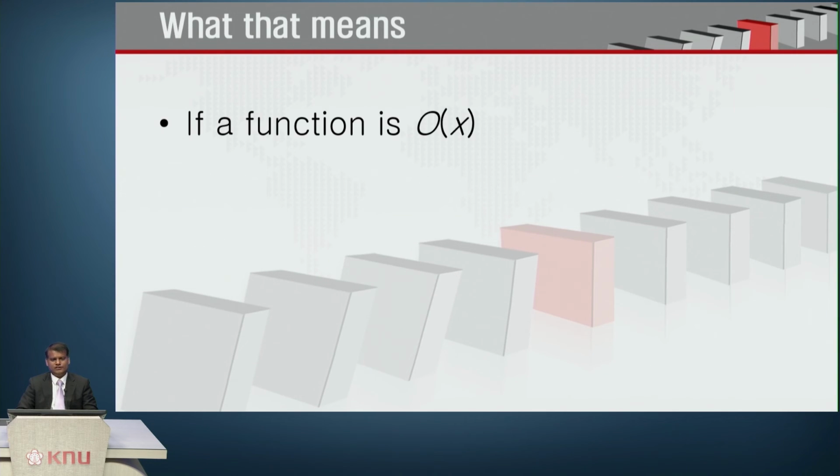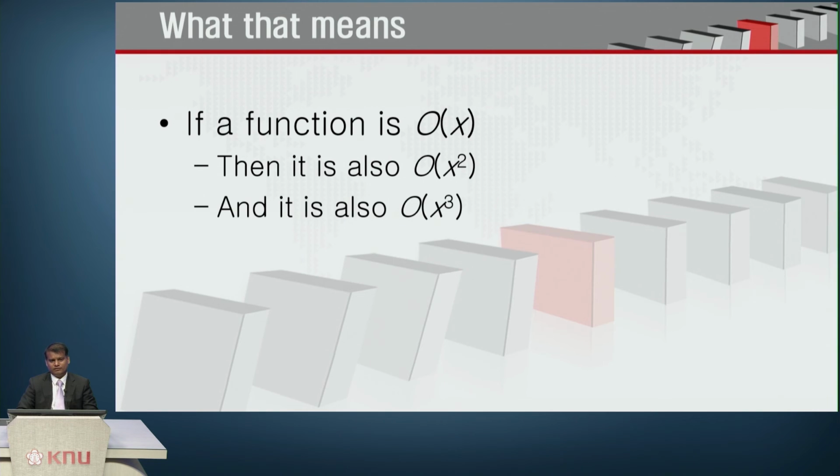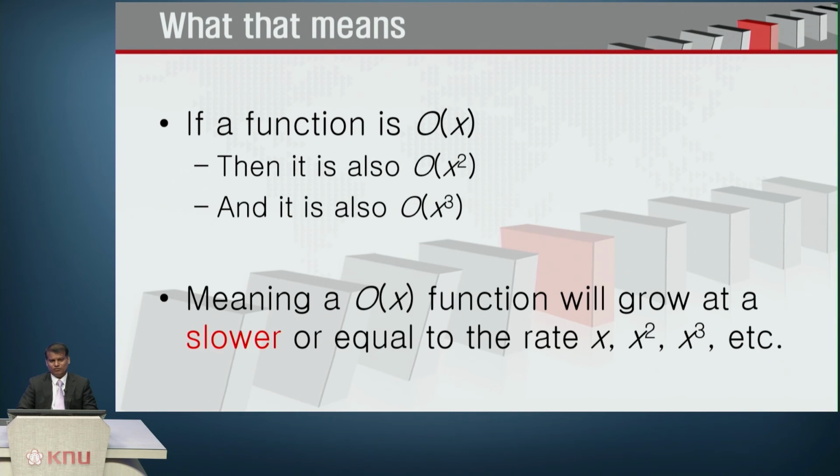So if a function is big O of x, then it is also big O of x squared, and big O of x cubed, meaning a big O of x function will grow at a slower or equal rate compared to x, x squared and x cubed.